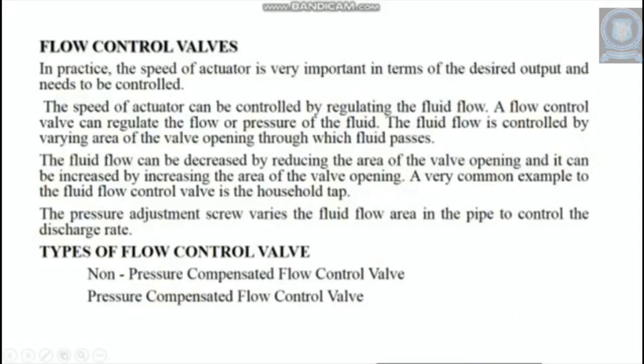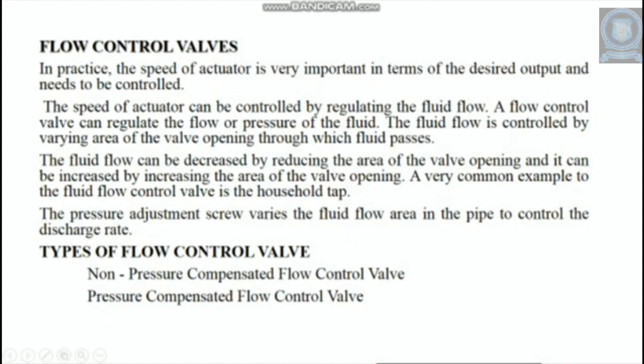So first we have to know what flow control valves are. In practice, the speed of the actuator is very important in terms of desired output and needs to be controlled. The speed of the actuator can be controlled by regulating the fluid flow. A fluid control valve can regulate the flow or pressure of the fluid.